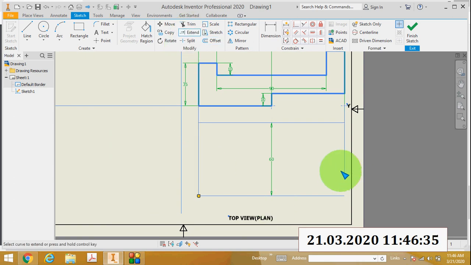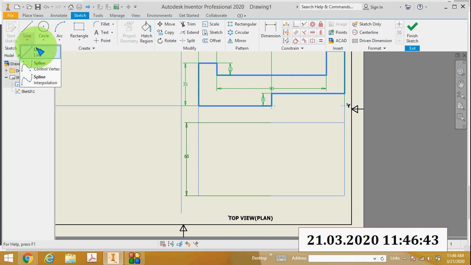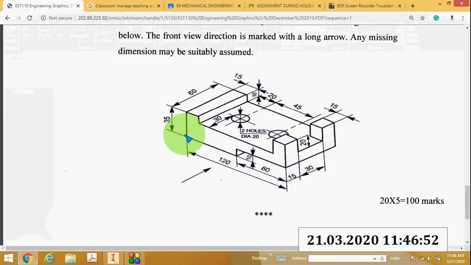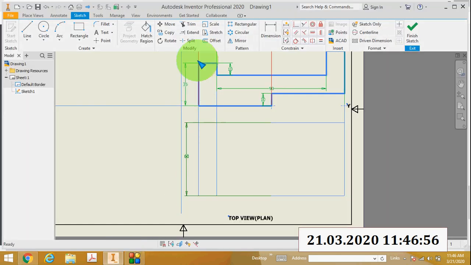Then extend this. Then I will project this line. You can see this thickness is 15 millimeter. So thicken that line.